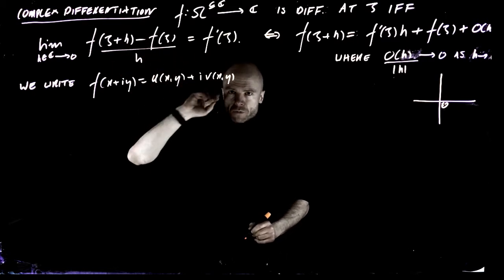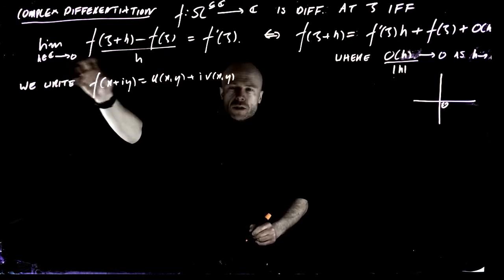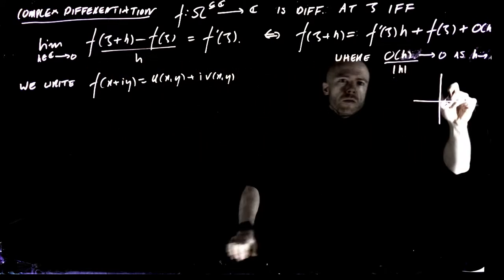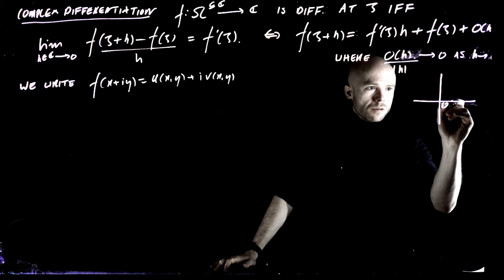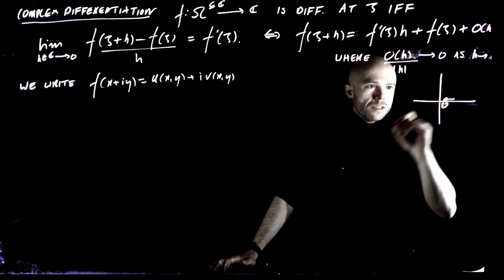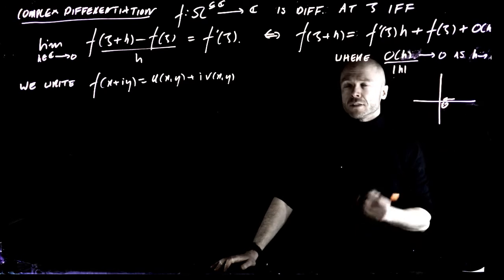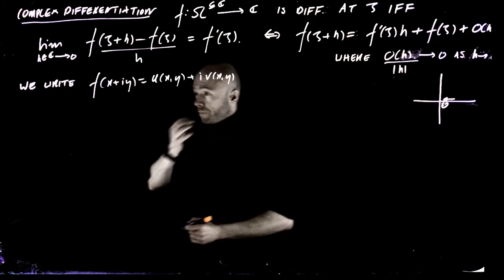But now, remember, we can do this as h goes to 0 in any way, right? Because all the requirement is that h goes to 0. So we go to 0 along here, along the real axis like this, yeah? So let's start by doing that.